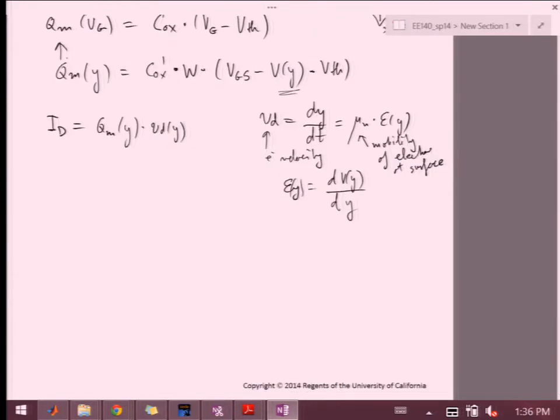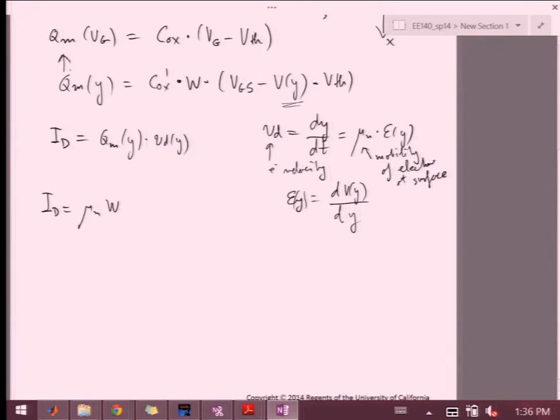And so what we can do is then write it out. We're going to replace the expression for Vd and then the expression for the charge, Cox prime. And then we're going to have Vgs minus V of y minus V threshold. OK, maybe I'll just delete this for now.